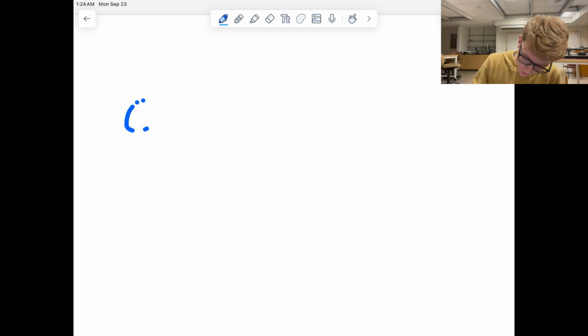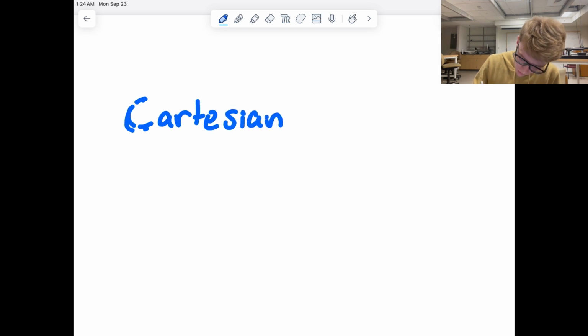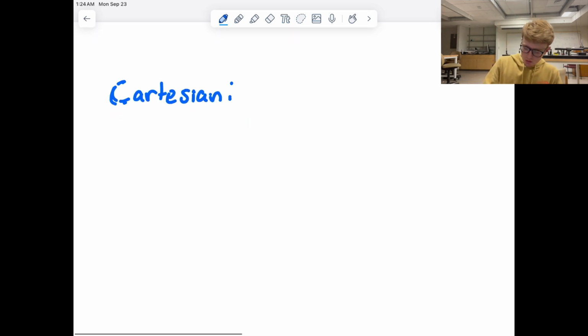So let me write that out here. So we've got Cartesian. And the Cartesian coordinate system is something that you all have used many times. Even if you don't know the name, you know this coordinate system. This is just your x, y, z, or x, y coordinate system. So basically, we're just going to have a basic coordinate system here.